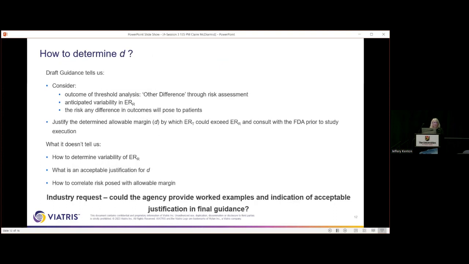So how do we determine that delta? The guidance tells us that we can use the outcome of the threshold analysis to identify our other differences, and that there is anticipated variability in the error rate for the reference product. And there's no surprise there, because we all know, working in human factors, that you find some really random outcomes when you test in patients. We also need to consider the risk in any difference in the outcomes.